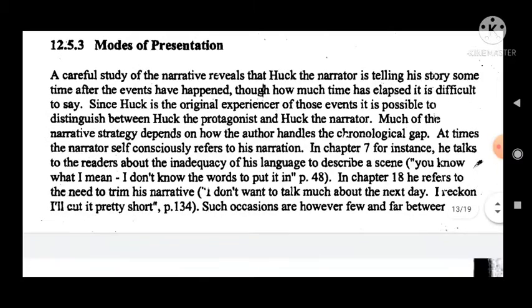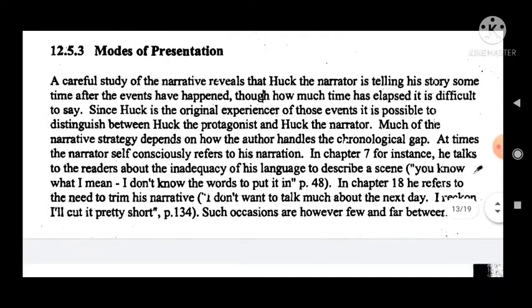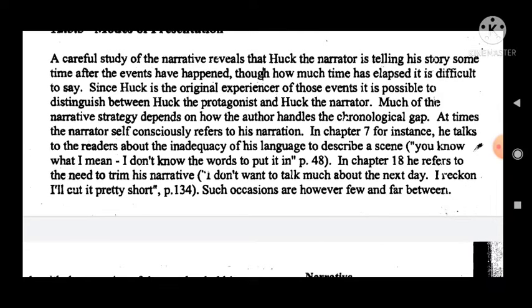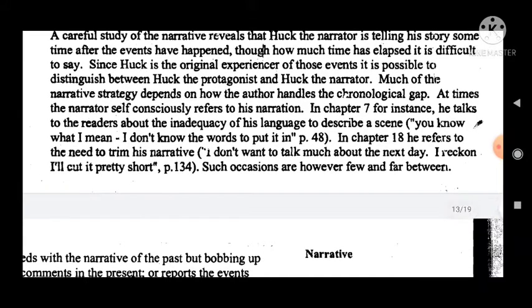Then, modes of presentation. A careful study of the narrative reveals that Huck the narrator is telling his story sometime after the events have happened, though how much time has elapsed it is difficult to say. Since Huck is the original experiencer of those events, it is possible to distinguish between Huck the protagonist and Huck the narrator. Much of the narrative strategy depends on how the author handles the chronological gap.